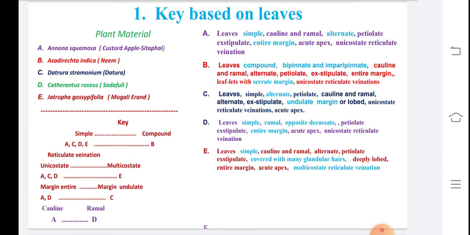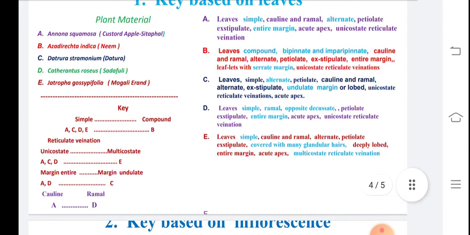So what steps are there? Firstly 5 plants are given. They are having the A, B, C, D, E. Then you have to give detailed character only for the leaves, not for all the characters. And you see now how the key is prepared. So it is called a dichotomy. So firstly we have divided 5 plants into 4 and 1. So material A, C, D, E show the simple leaves, and material B showing the compound leaves.